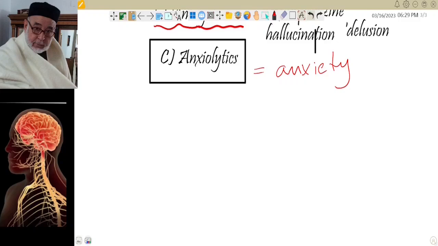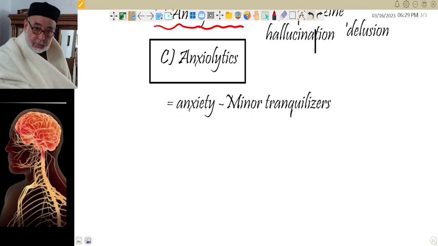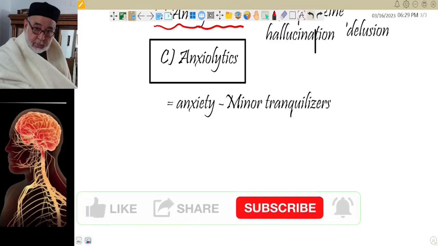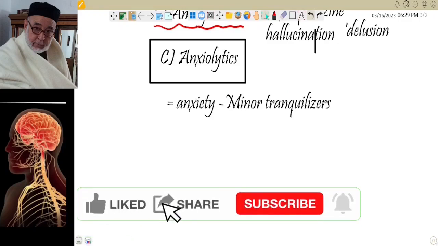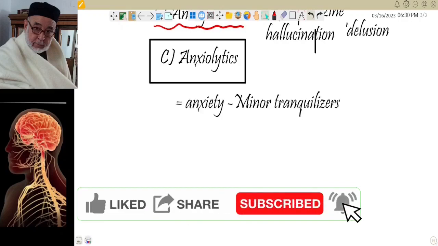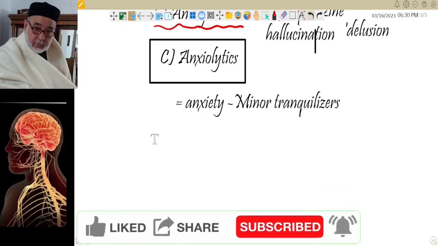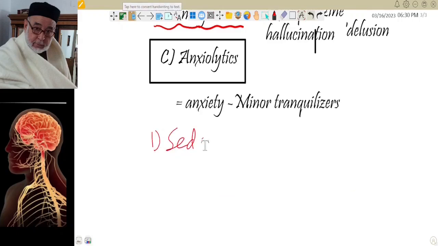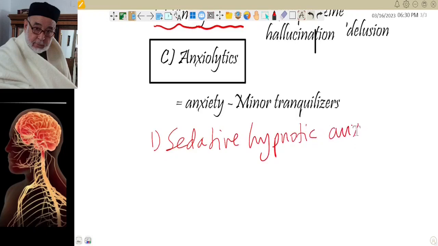Anxiolytics, actually, their old name were minor tranquilizers. Lakin, it is an old name which is not used anymore. This was used to differentiate them from the major tranquilizers, which are the antipsychotics. Lakin, they are not used anymore. Anxiolytics can be one of two types. The first type is known as sedative hypnotic anxiolytics.